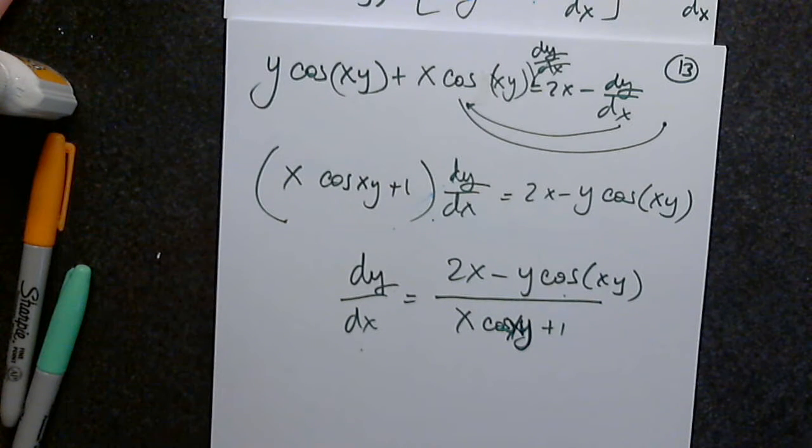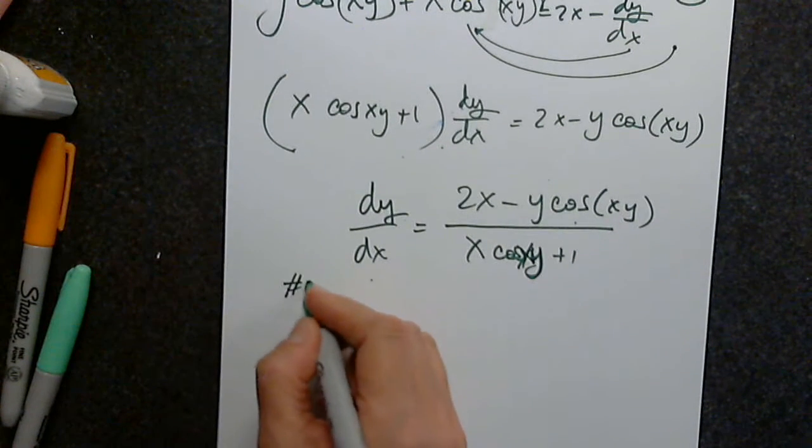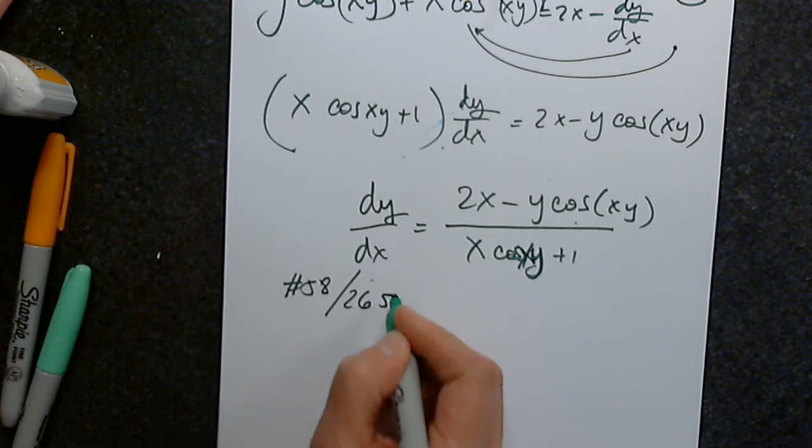Okay. Do we want to differentiate more or look at other types of problems? Find the equation of the tangent line to the curve at a given point. How does that sound? Like 58 or 59? Which one? Okay, 58. 58 on 265.